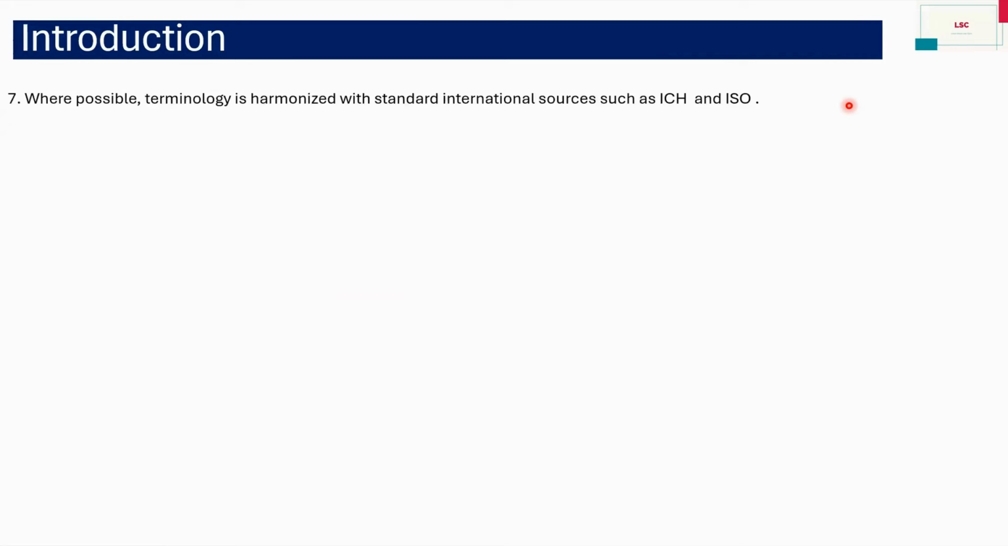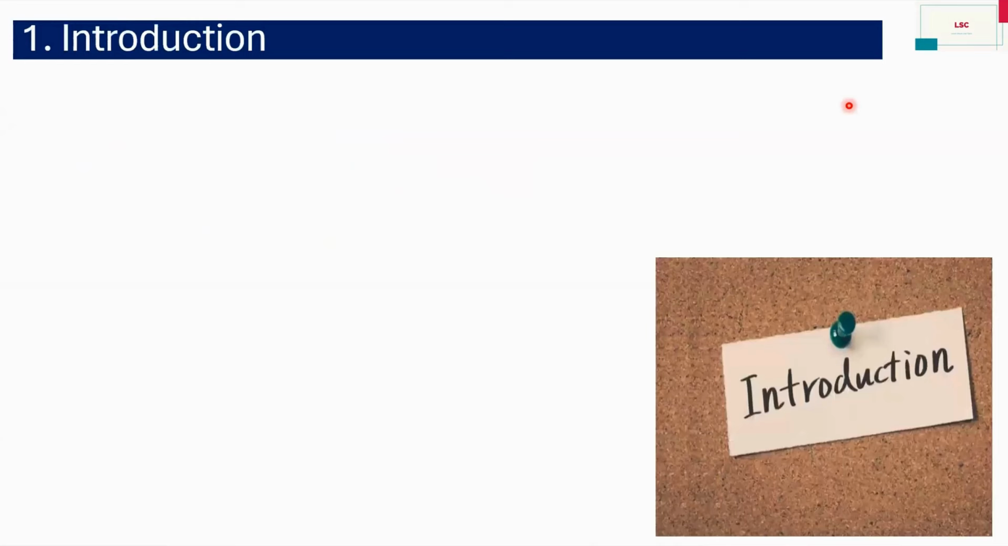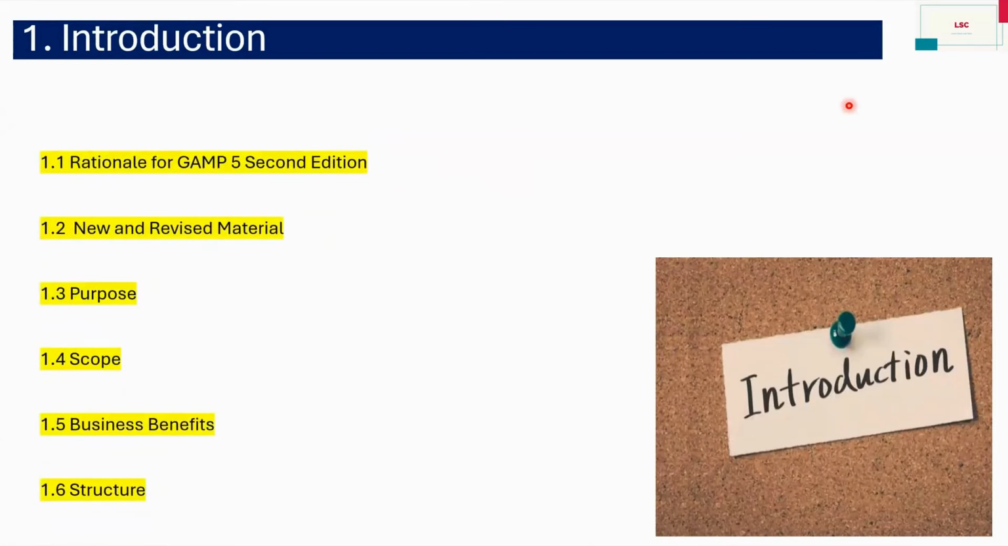Seventh and important thing, where possible, terminology is harmonized with standard international sources such as ISPE, ICH and ISO. The guide aims to be fully compatible with the approach described in the ASTM E2500 standard guide for specification, design and verification of pharmaceutical and biopharmaceutical manufacturing systems and equipment. So in this way, we can see how important GAMP is and how all the guidelines and references are covered in this guideline.